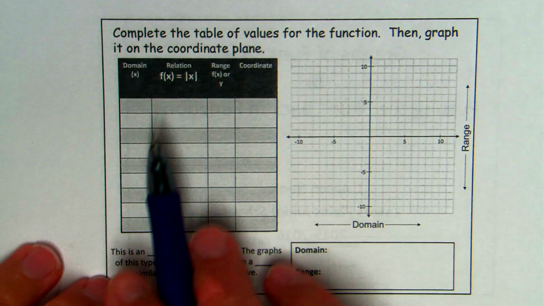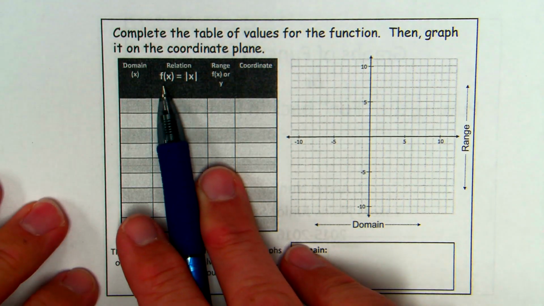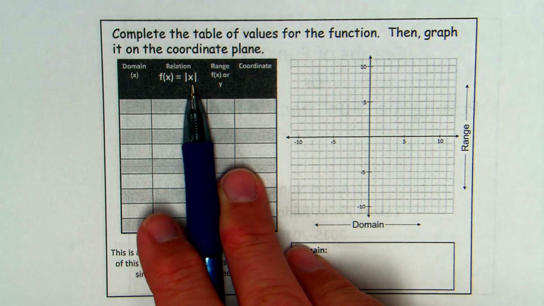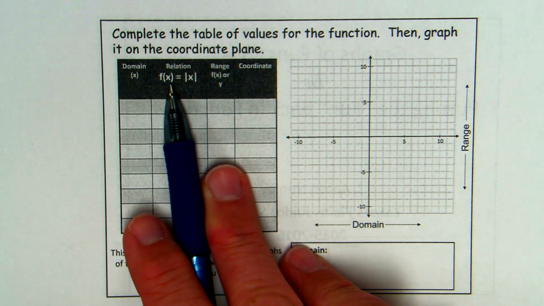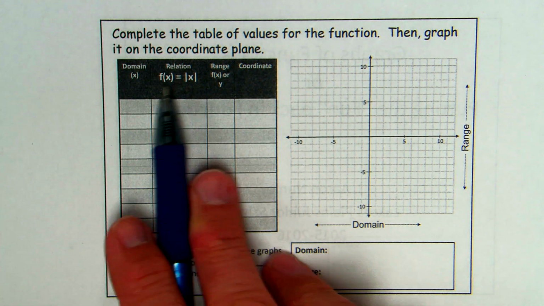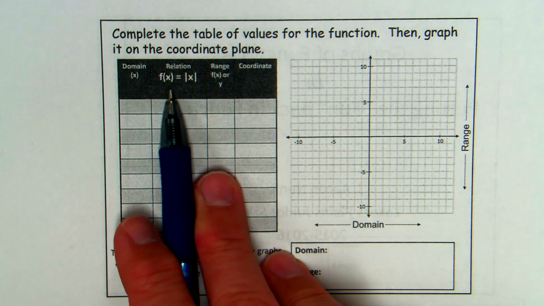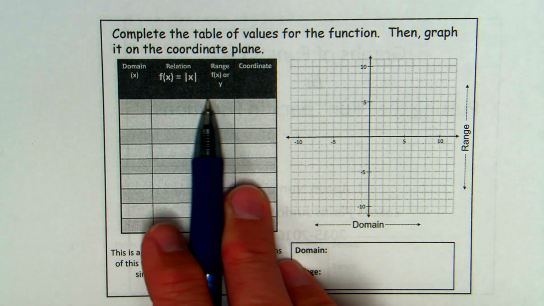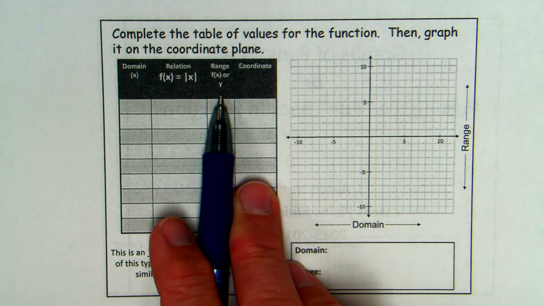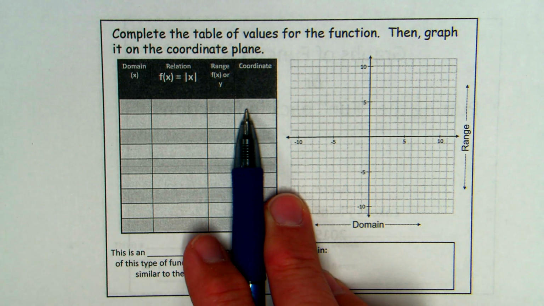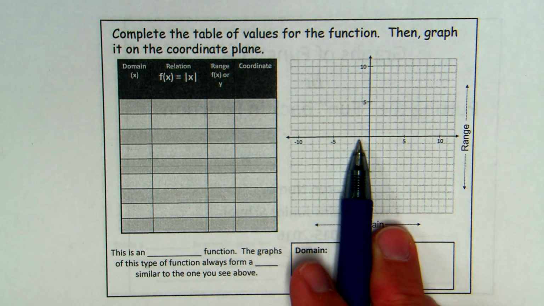So here's what I'm going to do today. We have a new function today. F of x equals the absolute value of x. Just like in our last video, I'm going to be choosing values for my domain that I'm going to test out in my function, and they are going to hopefully give me some range values that I can list as coordinates and then graph on the coordinate plane.